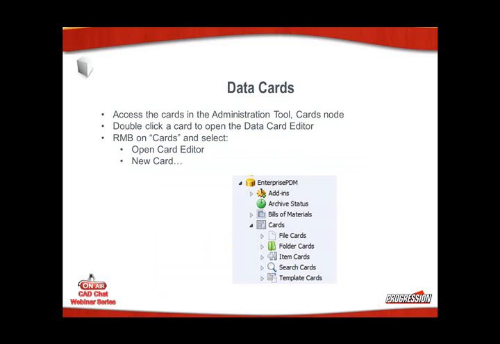One way is to go into that cards node that you see in the admin tool there. Expanding it, you'll find the different card types. Focusing mostly on the file cards today, but generally it's all similar. Double-clicking on a particular card will then open it in the data card editor. Now that's a separate tool from the admin tool, just to emphasize that point, and that'll come up in just a second, why that's so important. Another way to access the card editor, you can right mouse button click, RMB, on the card node there in the tree, and select Open Card Editor, or if you'd like, you can select New Card, which will open the new card inside the card editor, where you can just begin design.